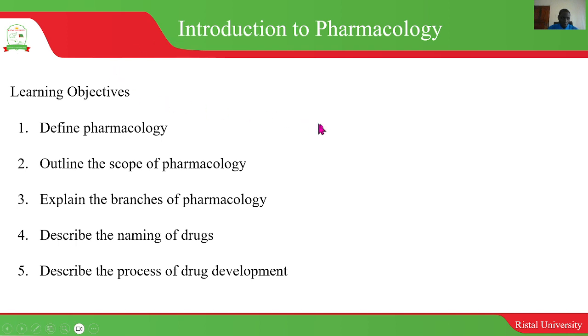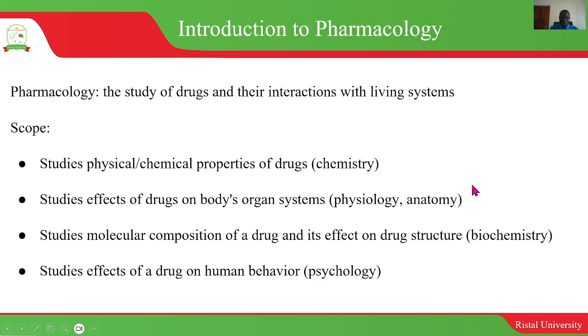First, our learning objectives. You should be able to define pharmacology, outline the scope of pharmacology, explain the branches of pharmacology, describe the naming of the drugs, and describe the processes of drug development. Let's look at the introduction to pharmacology.